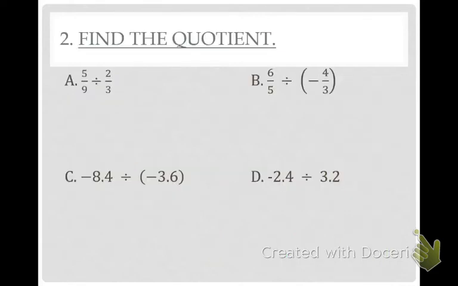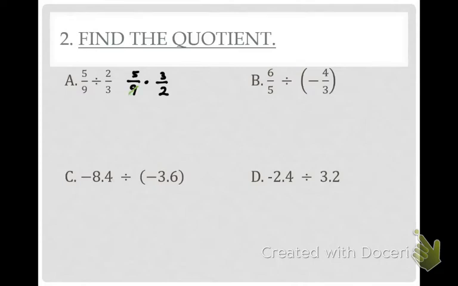All right, let's do the first one. Repeat after me. KFC. Keep, flip, change. So for the first one, Matthew, help me with it. I'm going to keep the first one, which is 5/9. I'm going to flip the second one. So what will it flip to? 3/2. And I'm going to change the operation to multiply. Very good. Matthew, can I cross reduce anything?